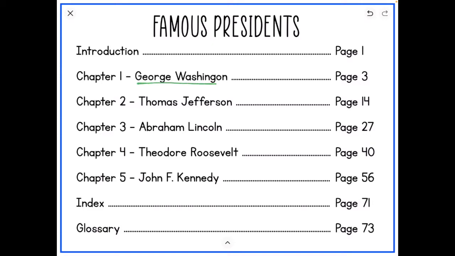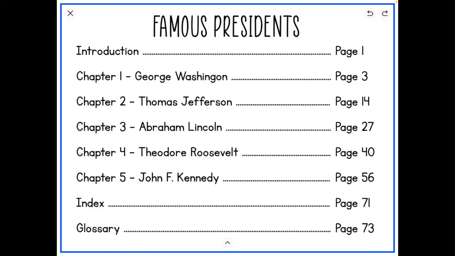Which president is the last one you would read about in the book? This is our first one, our second one, our third one, our fourth one, here's our fifth one. And there's no more after him, so he is our last president. His name is John F. Kennedy. John F. Kennedy is the last president we would read about in this book.